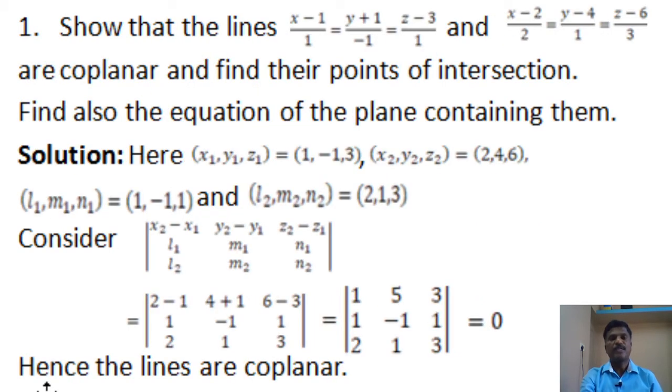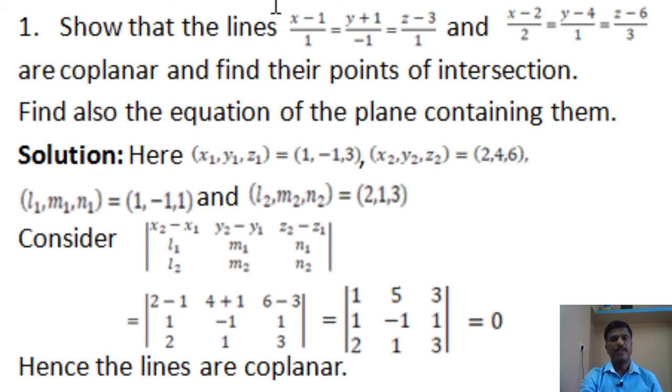First, let us solve some examples on this coplanarity of lines. Show that the lines (x minus 1)/1 = (y plus 1)/minus 1 = (z minus 3)/1, and (x minus 2)/2 = (y minus 4)/1 = (z minus 6)/3 are coplanar, and find their point of intersection. Find also the equation of the plane containing them.